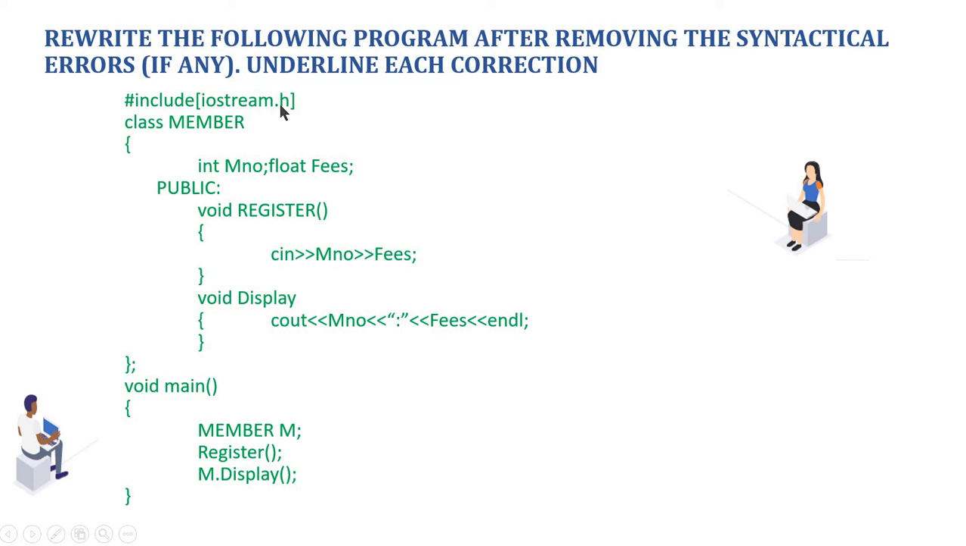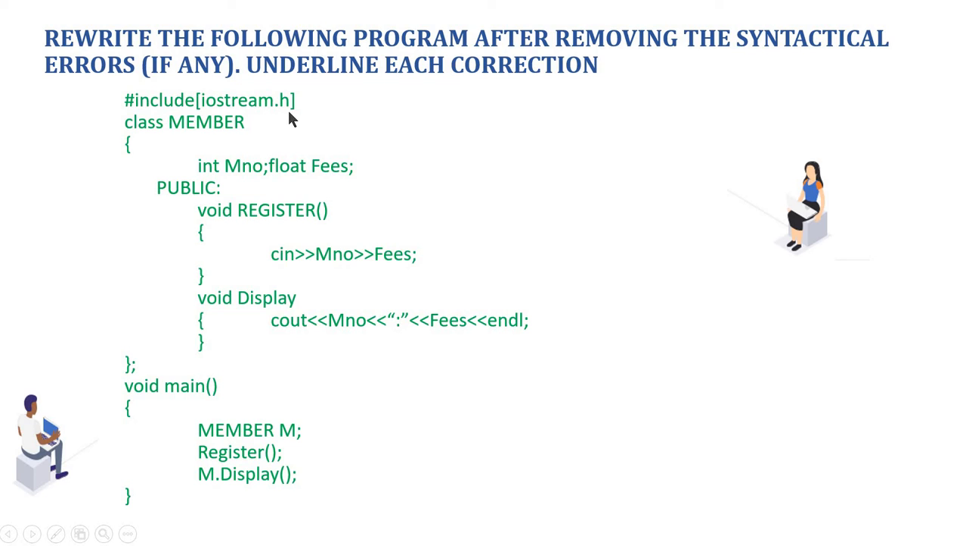#include <iostream.h>, class member. So variables are declared here, public, then two functions inside the class. The class member is ending here, then the main program. Now once, just see once, then again you read line by line.